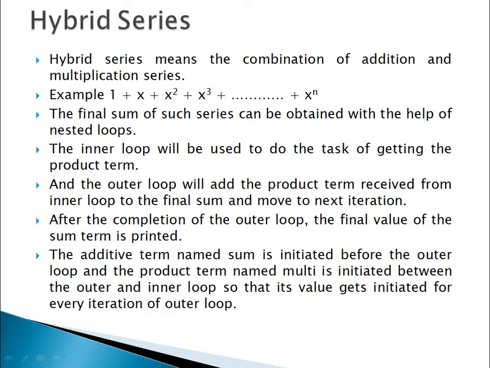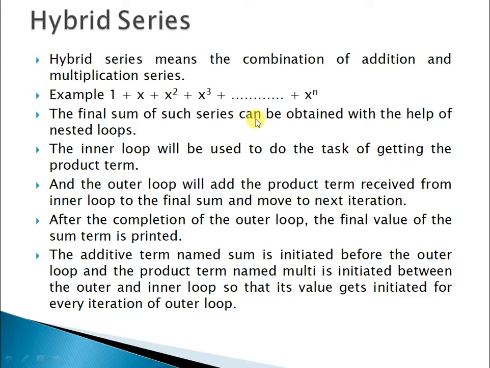The inner loop will be used to get the product term. X cube means x into x into x. This is a product term. So to get it, you will have to write a loop, that is a multiplication series. This will give you a product term, and this outer loop will add that product term to the final sum. And it will also move to the next element.